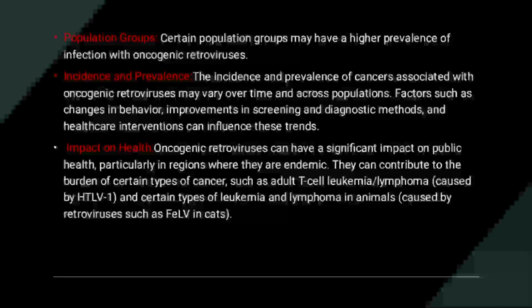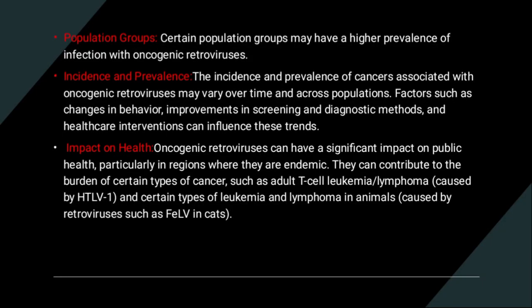Impact on health. Oncogenic retroviruses can have a significant impact on public health, particularly in regions where they are endemic. Endemic means regularly found within an area or community. When it is present but limited to a particular region, that is endemic. They can contribute to the burden of certain types of cancer such as adult T cell leukemia.